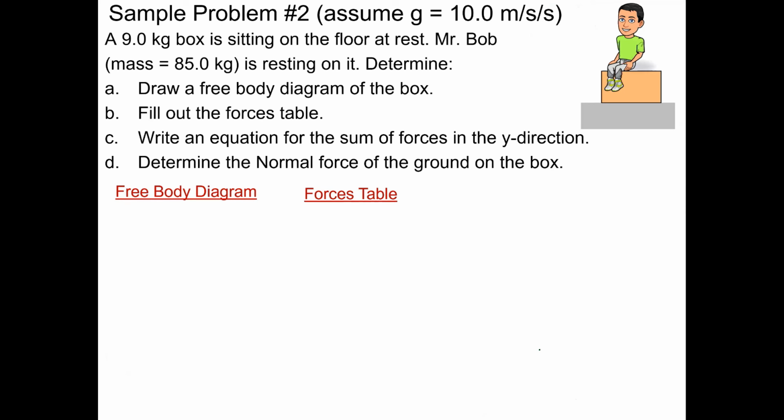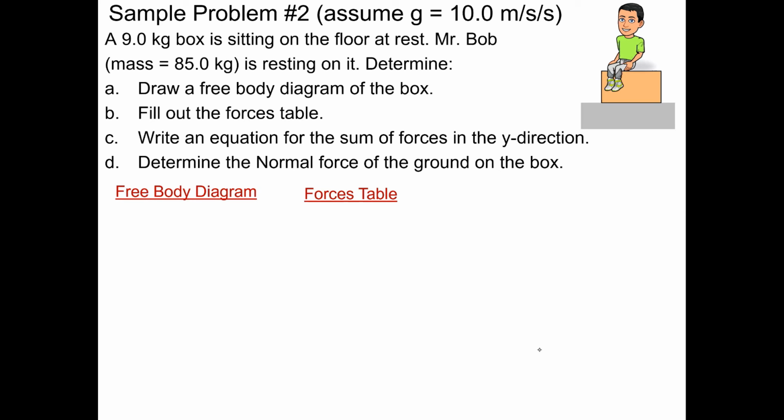All right, so last problem before you actually get into the breakout rooms. So in this sample problem, you can see that I am sitting on top of a box, okay? And you can see there the 9.0 kilogram box is at rest. I'm on top of it, okay? And so I want to know 4 things. I want to draw a free body diagram. I want to fill out the forces table. I want to write an equation for the sum of forces in the y direction. I want to determine the normal force, okay?